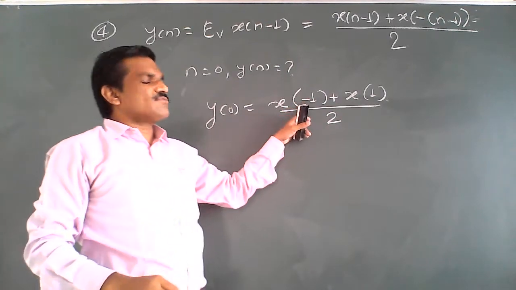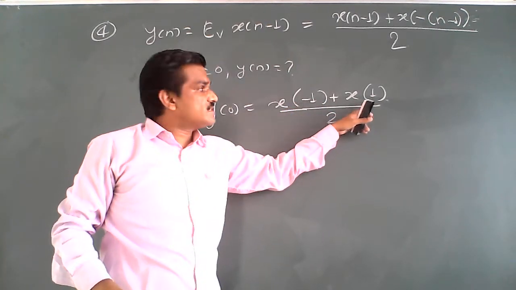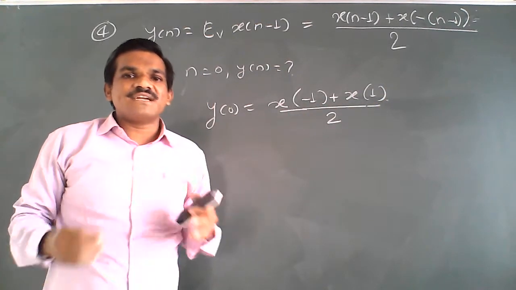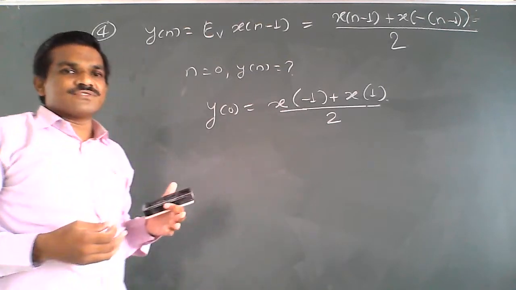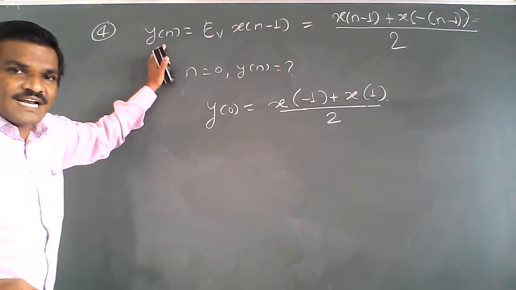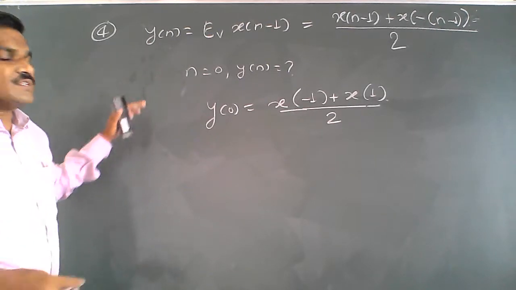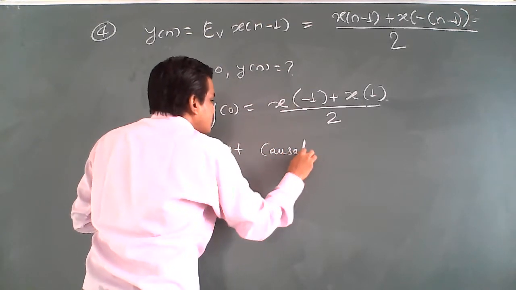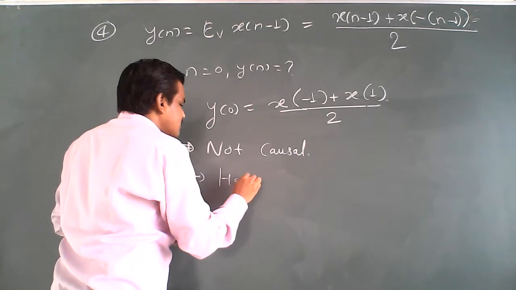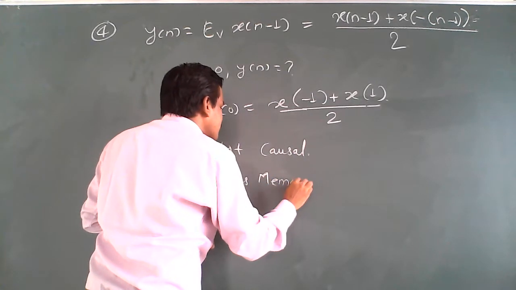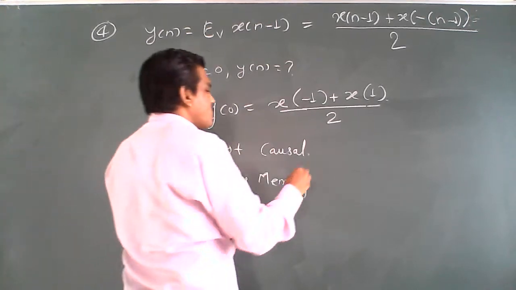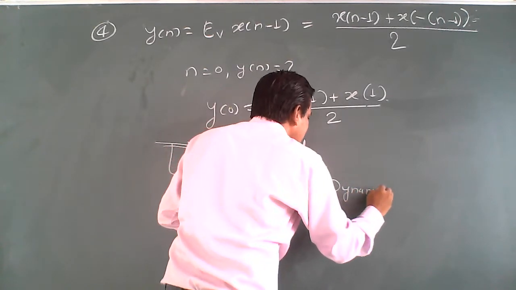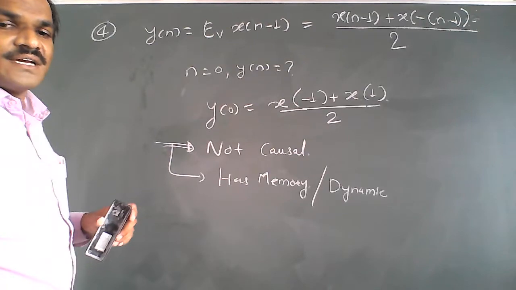What is this value? x of minus 1 is a past value. What is x of plus 1? This is a future value. So the output at n equals 0 depends upon the past and future values of x of n, that is, input values. So according to the definition of causality and memoryless system, this system is not causal. Also the system has a memory. The system is not causal and has a memory, or you can say this is a dynamic system.